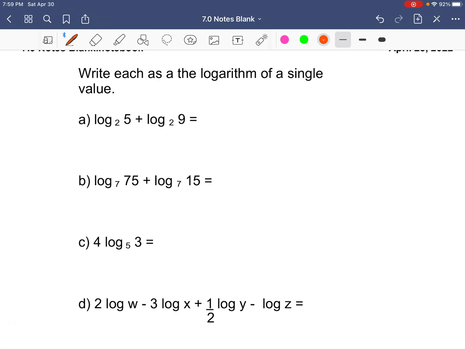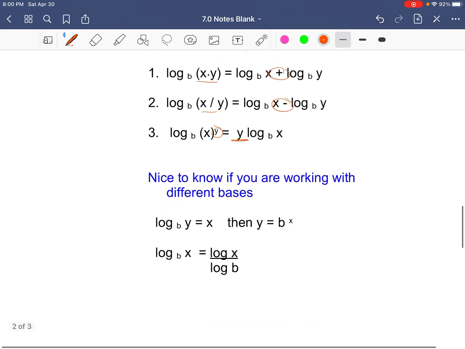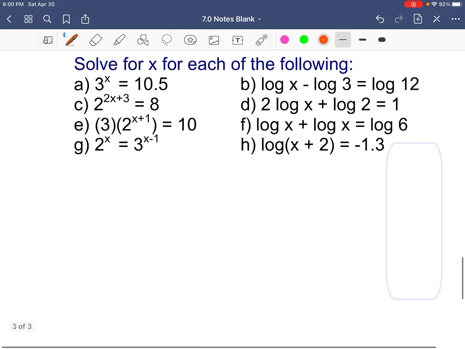This section is the same thing, we're just doing the opposite, we're putting it together. I'll do one example. Log base 2, so we're adding, we'd really be multiplying. 5 times 9, simplify, log base 2 of 45. Beautiful.